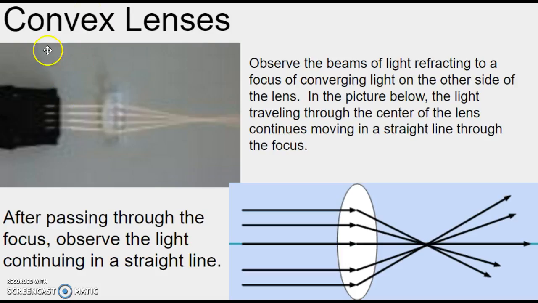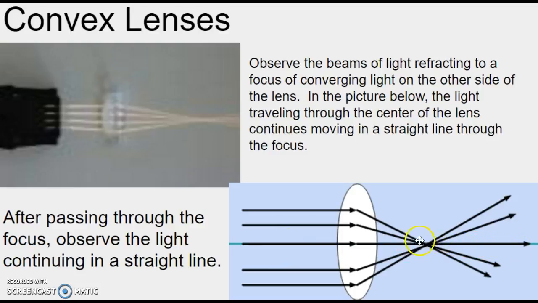So let's look at what we did in class. Convex lenses. Observe the beams of light. There are 4 beams of light here that are refracting to the focus where they converge together. They are on the other side of the lens. In the picture below, the light traveling through the center of the lens continues traveling in a straight line. So notice this detail. This is kind of an interesting one. This keeps on traveling through the focus.